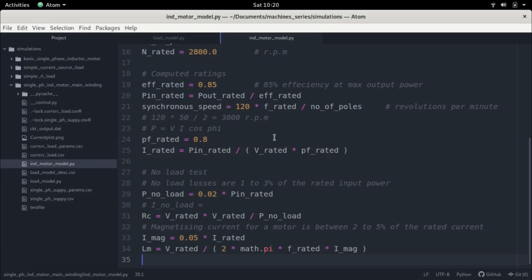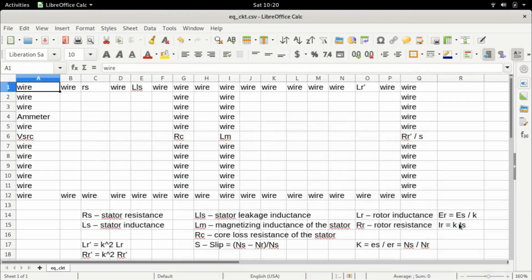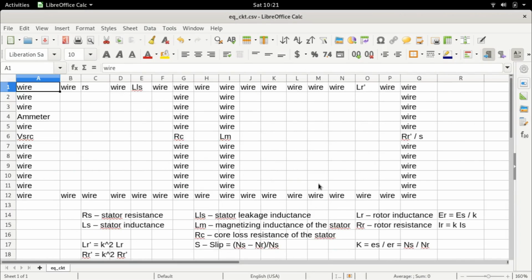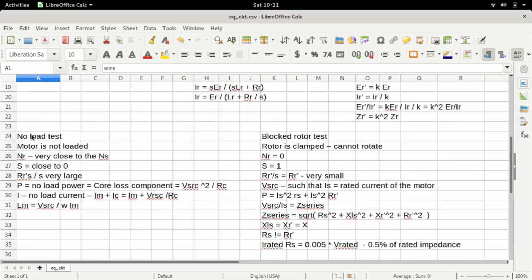So as I said before, let's go back to the Excel sheet. This was the very first Excel sheet which I drew, which contains the equivalent circuit of the single phase induction motor. With this I had gone through several descriptions where I had said that these are the different parameters and this is the significance of those parameters, and we can use the no load test and the blocked rotor test to calculate the different parameters.